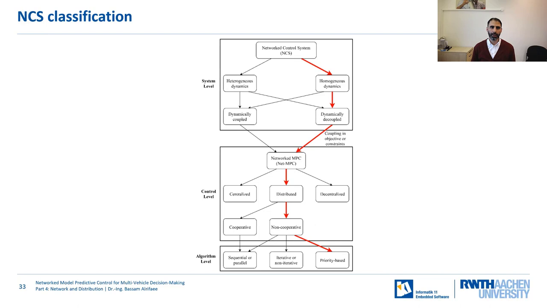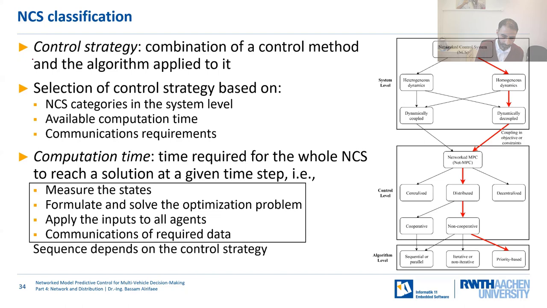So here is a classification we did in my group to somehow classify network control systems. And we divided the approaches to deal with network control systems into system level, control level, and algorithm level. It's just our definition. And I'll go through these parts in a minute. But first, I would like to define a control strategy. A control strategy is a combination of a control method and the algorithm applied to it. So control plus algorithm is control strategy. It's just our definition here.